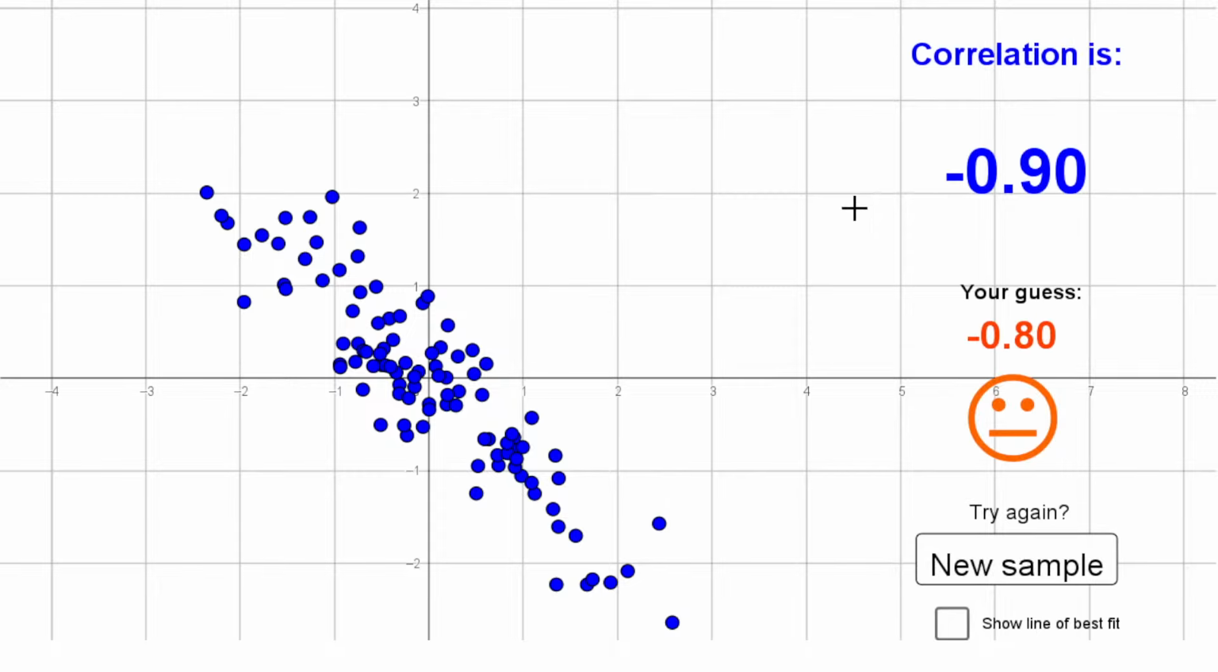All right, it's actually even stronger still. It's negative 0.9. Okay, all right, so now let's dive in and let's work out the equation of the least squares regression line.